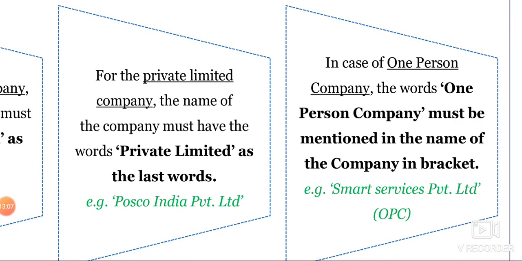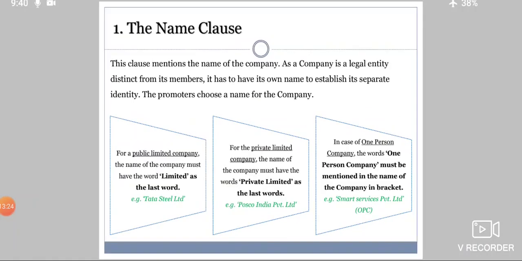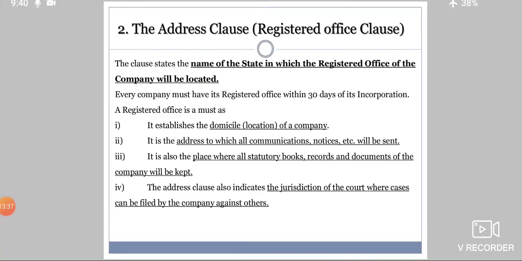And in case of a one person company, the words One Person Company must be mentioned in the name of the company, and it should be there in the bracket. Example, Smart Services Private Limited, in bracket you have got One Person Company. Okay. Now see, if a company wants to make a change in the name clause, the company has to follow proper procedure.